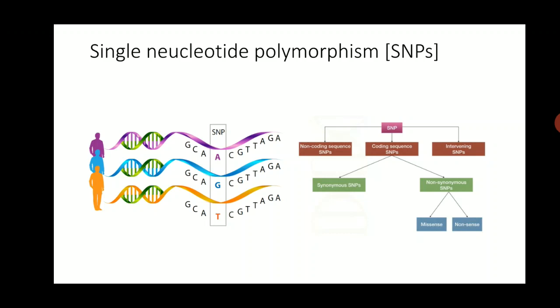They can also be seen in the non-coding regions, such as the promoter regions. If these variations are present in the promoter region, then the gene expression in different individuals will vary, and it will make the two individuals different from each other.